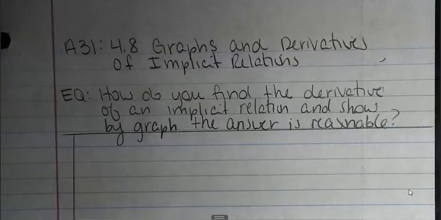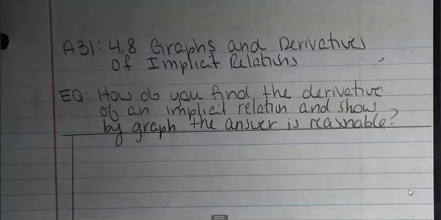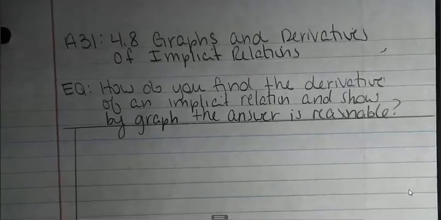For our next assignment, we're going to jump over to section 4.8. We're going to skip 4.7. So section 4.8 is about graphs and derivatives of implicit relations. And your essential question is, how do you find the derivative of an implicit relation and show by graph the answer is reasonable? So we're going to start off by differentiating between explicit and implicit relations.